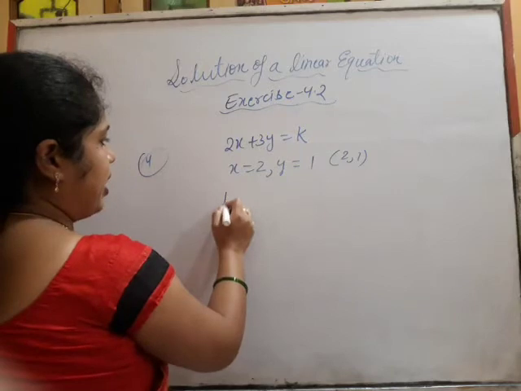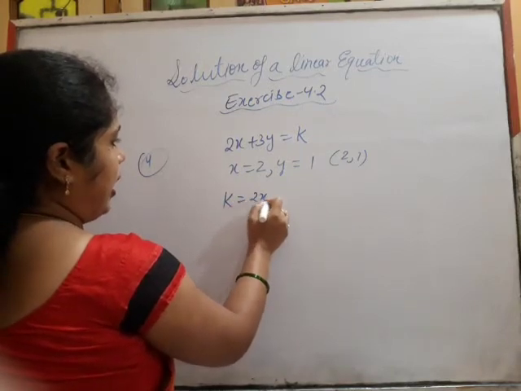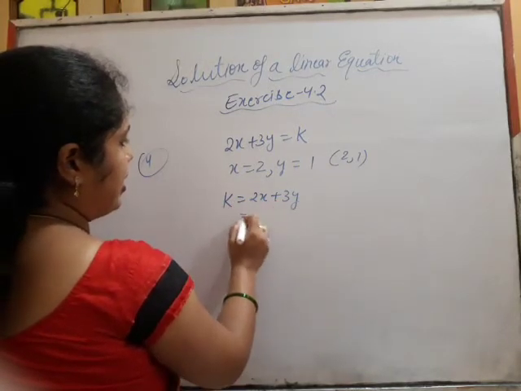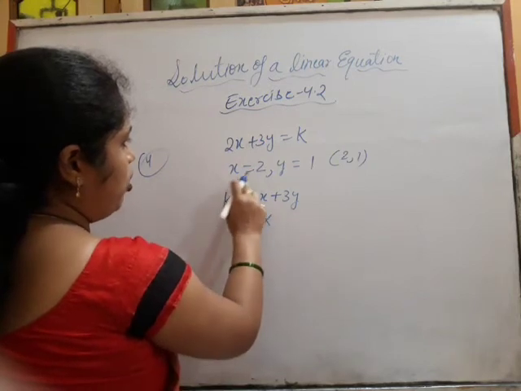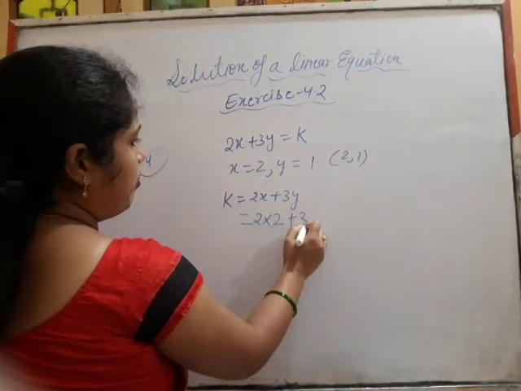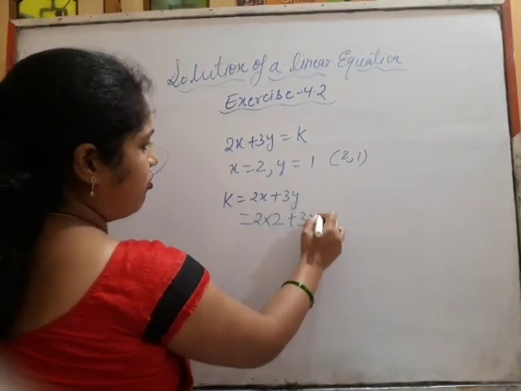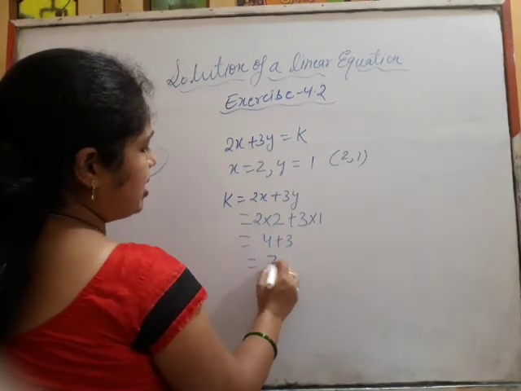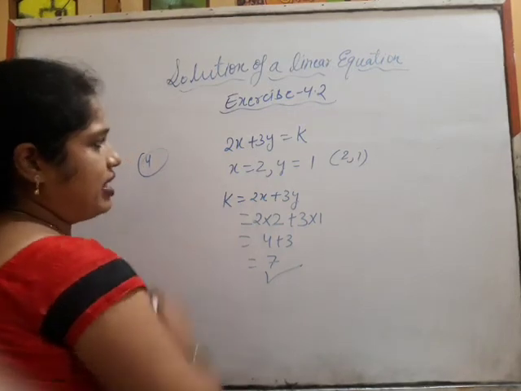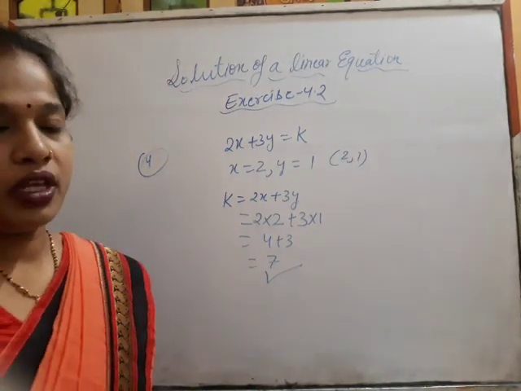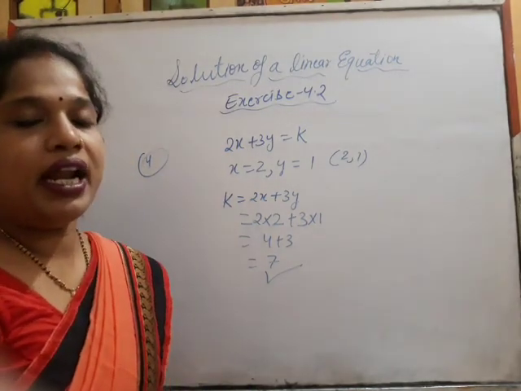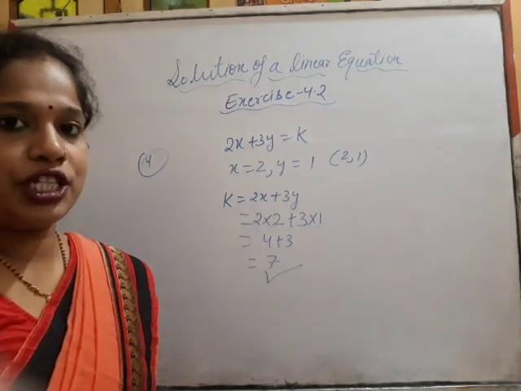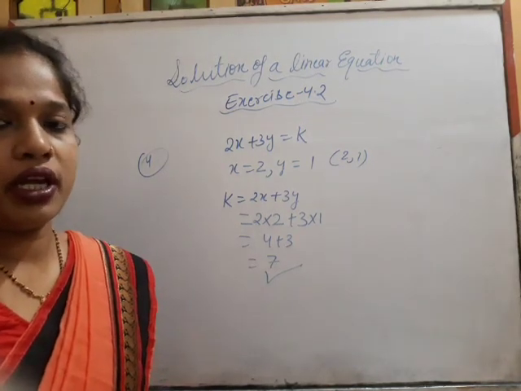So let us have k on the left hand side and 2x + 3y on the right hand side. 2 into the value of x, 2, plus 3 into the value of y, 1. 2 twos are 4, plus 3, that is 7. So 7 is the value of k. This is how we have completed exercise 4.2. In the next video, we will discuss the next topic. Thank you.